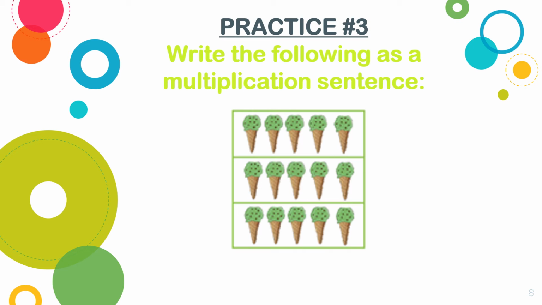All right, what is the multiplication sentence for this image? Well, how many rows do you have? You have 1, 2, 3 rows and 5 ice cream cones with mint chocolate chip ice cream. That is my favorite. 5 of them in each row. So 3 rows of 5, which means we have 3 groups of 5. So it would be 3 times 5, which is what? Well, 5 plus 5 plus 5, or 3 times 5, is equal to 15.